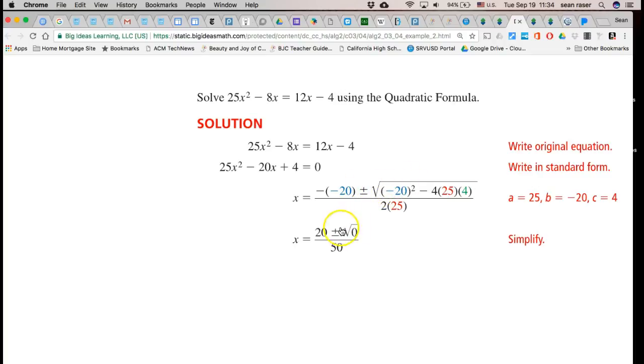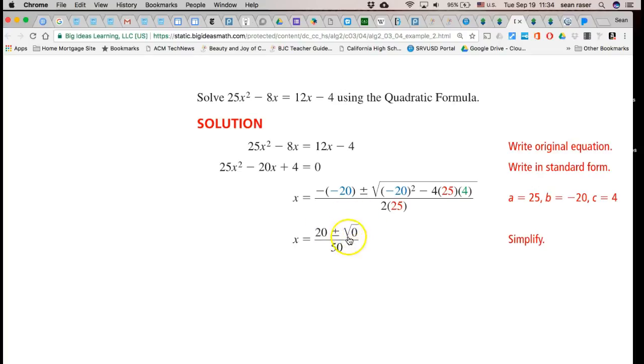So plus or minus the square root of 0. The negatives here turn into a positive, so we get positive 20 plus or minus the square root of 0, all over 2 times 25, which is 50. So now, look what happened. If we add 0, we're left with 20, and if we subtract 0, we're left with 20.